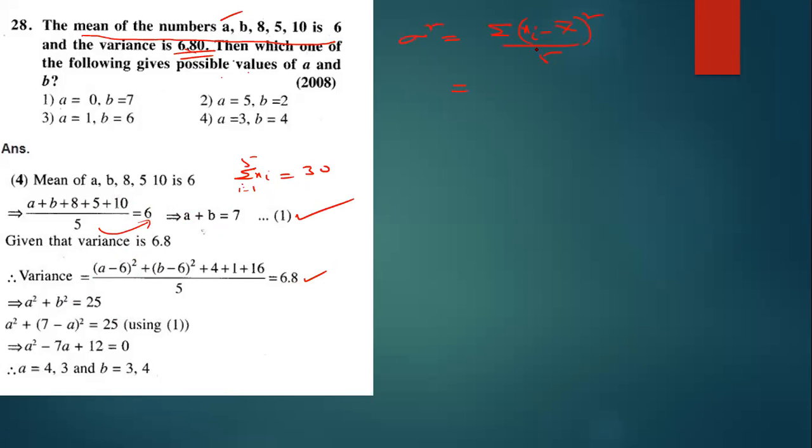So sigma x1 means what? a minus 6 whole square plus b minus 6 whole square plus 8 minus 6 whole square plus 5 minus 6 whole square. So like that you can write down here, students, divided by 5, is equal to the variance, 6.8. Now simplify, you can get the result: a square plus b square is equal to 25.